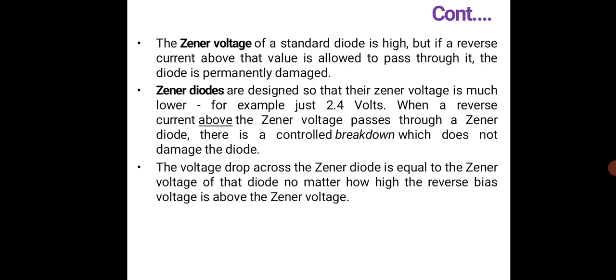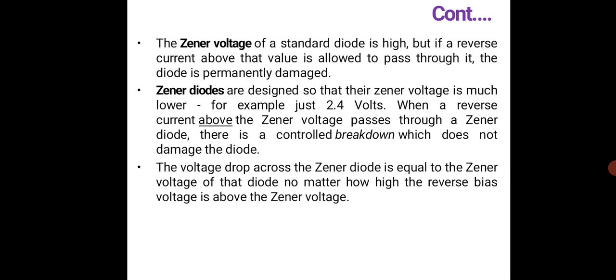The Zener voltage of a standard diode is high, but if a reverse current above that value is allowed to pass through it, the diode is permanently damaged. So Zener diodes are designed so that their Zener voltage is much lower, for example, say 2.4 volt.